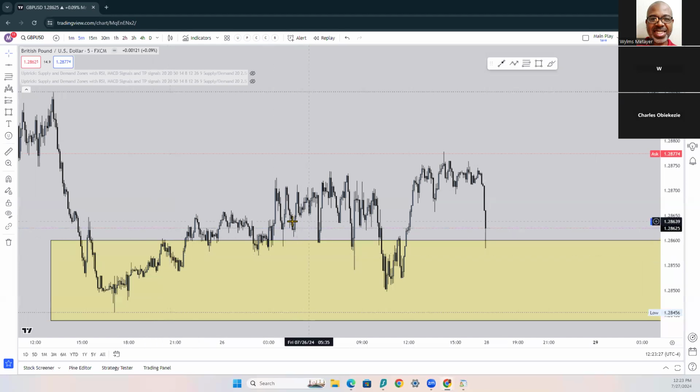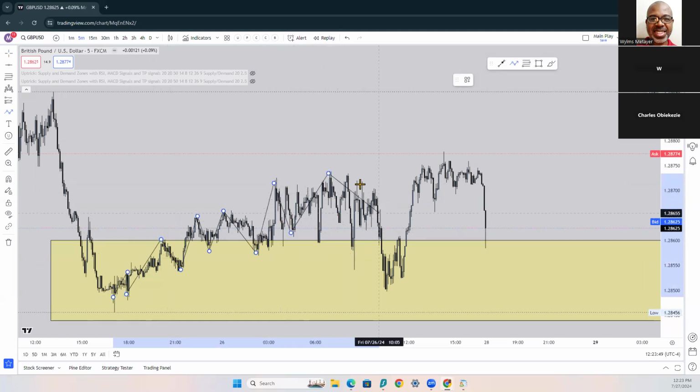Because what is it doing? It's actually making higher highs. See, there's a pattern here. This high is higher than this high. This low is lower than this high. This high is higher than this high. So you're looking for a pattern here, and this pattern is developing into higher highs.